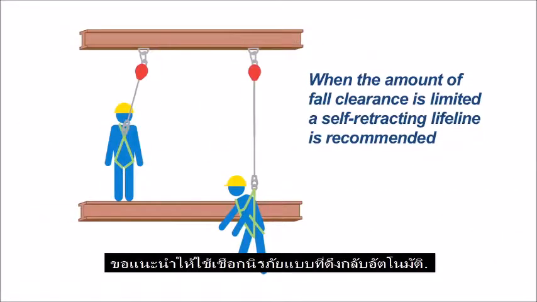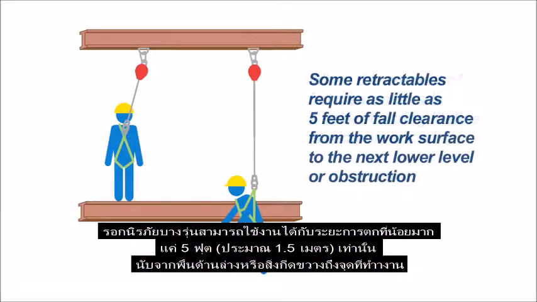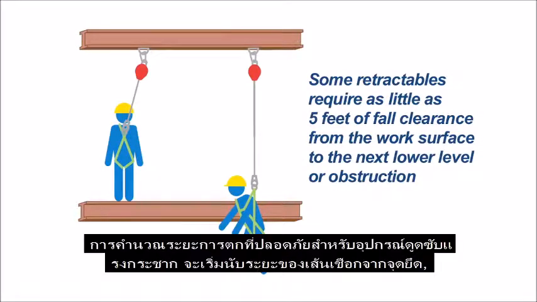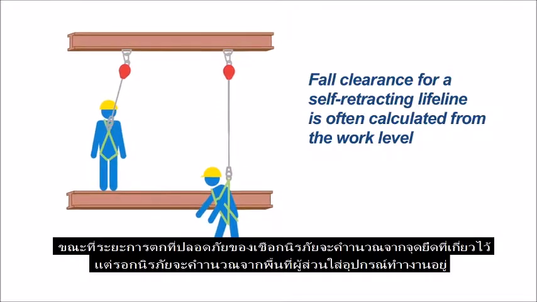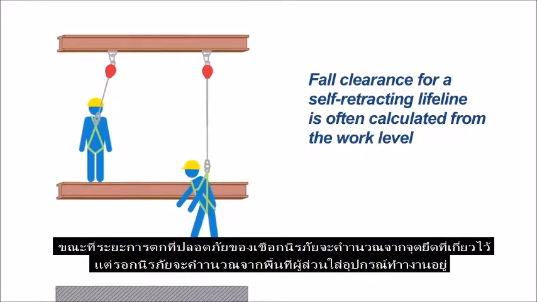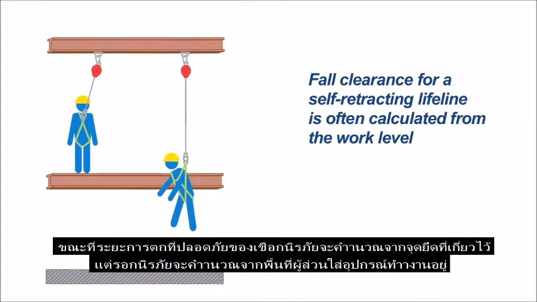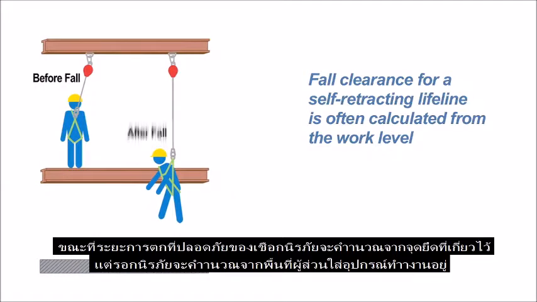When the amount of fall clearance is limited, a self-retracting lifeline is recommended. Some retractables require as little as 5 feet of fall clearance from the work surface to the next lower level or obstruction. While fall clearance is calculated from the anchorage point for a shock-absorbing lanyard, fall clearance for a self-retracting lifeline is often calculated from the work level.